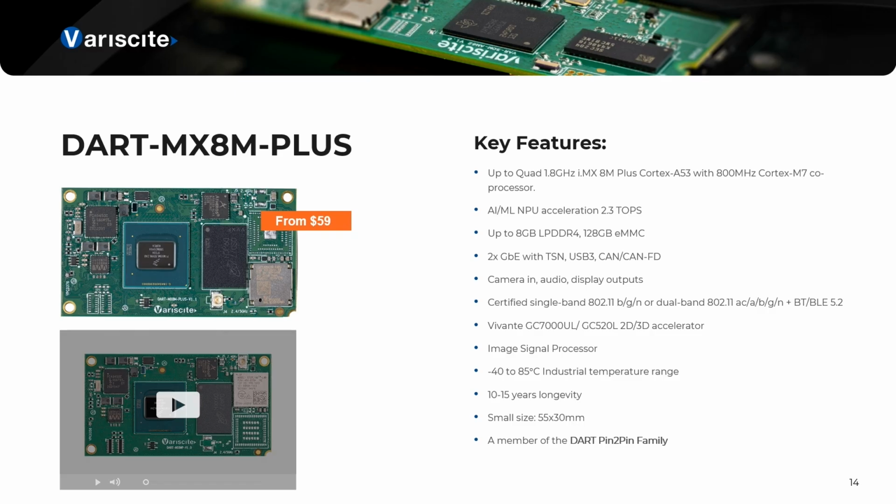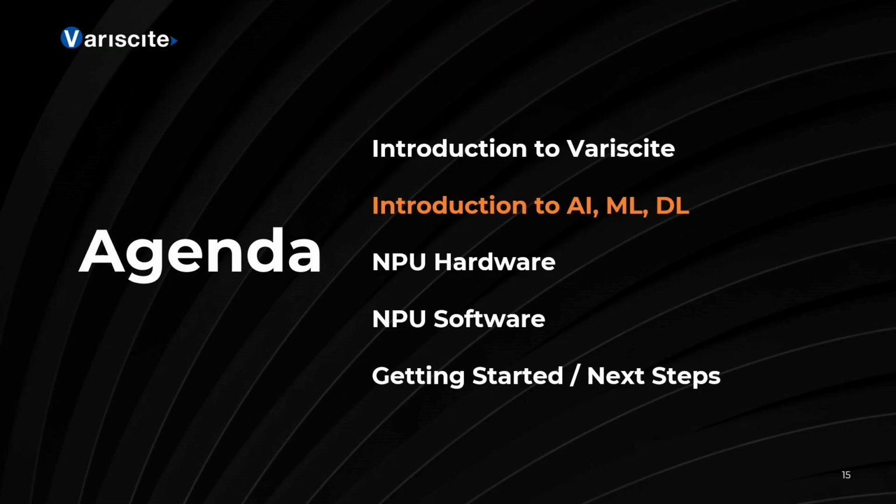It's worth noting that all Variscite's MX95, MX93, and 8M-PLUS SOMs feature a -40 to 85 C industrial temperature range and 10 to 15 years of longevity. All right, thanks for listening to the introduction to Variscite.